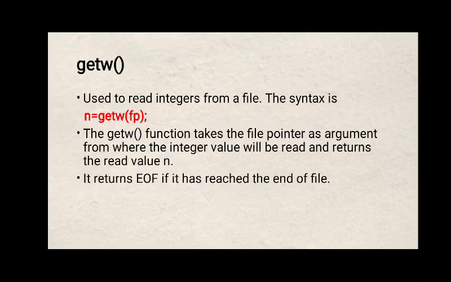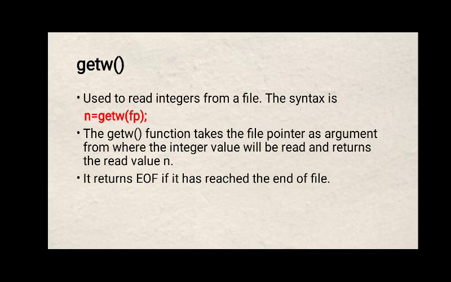So then you have getw. getw is to read integers from the file. fgetc was to read a single character from a file, and getw is to read a single integer from a file. So n = getw(fp): the value that is returned from the file fp will be stored into n. And if it has reached the end of the file, it will return EOF.